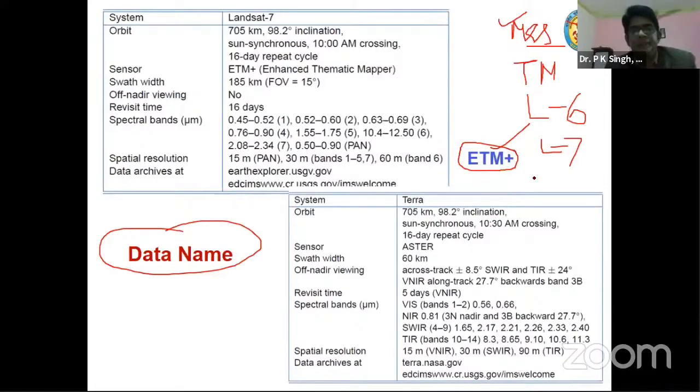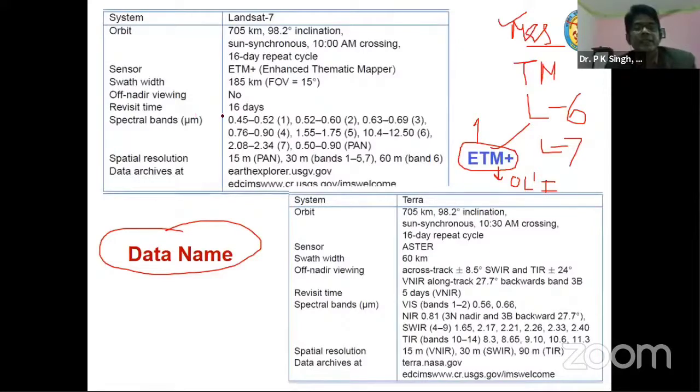In this chain, the latest data is ETM. After ETM plus, it came OLI data. OLI data, that is Landsat 8 data. The difference between ETM plus and OLI, actually they have put one ultra blue band in OLI, and the radiometric resolution has been enhanced from 8 bit to 16 bit. This is the difference between ETM plus and OLI data.